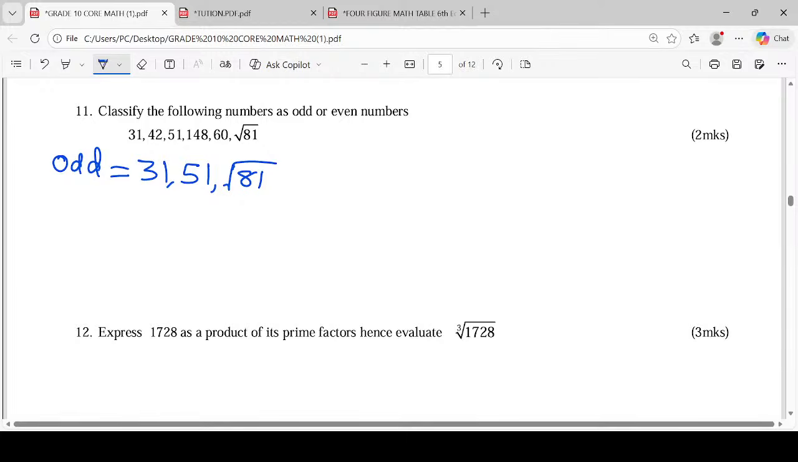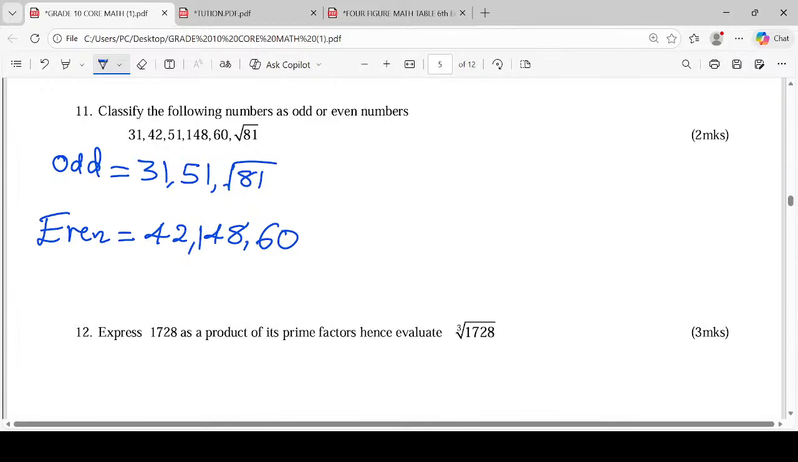Let's list the even numbers. With the even numbers, the first even number we have is 42. The second even number we have is 48, then 60. That is the classification. We have 148 here. This is 148, not just 48. That is how you classify those particular numbers as odd or even.